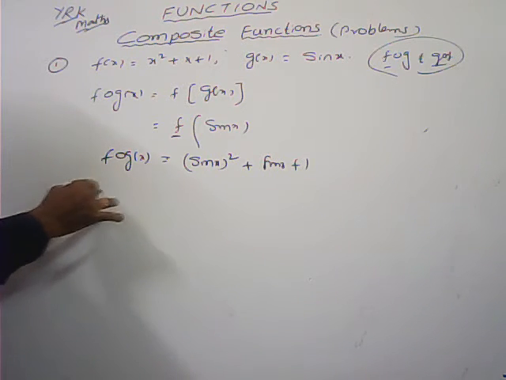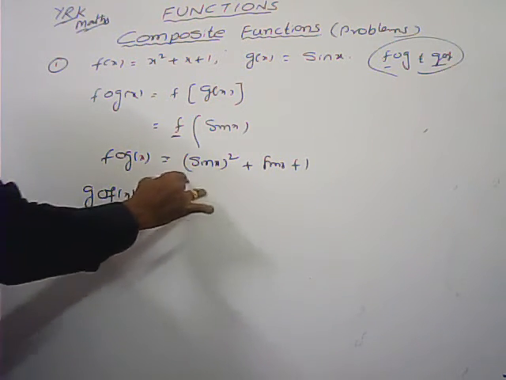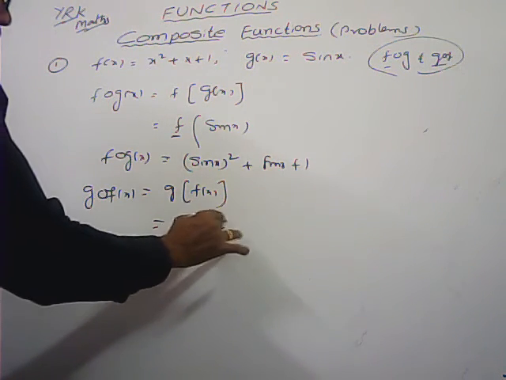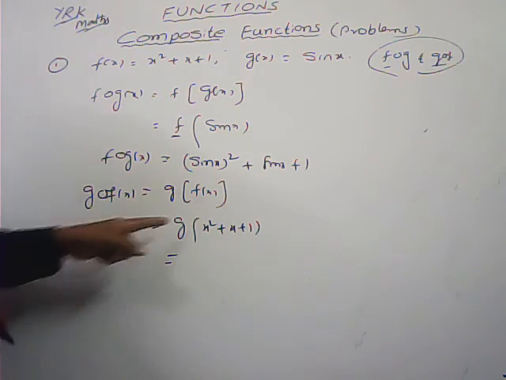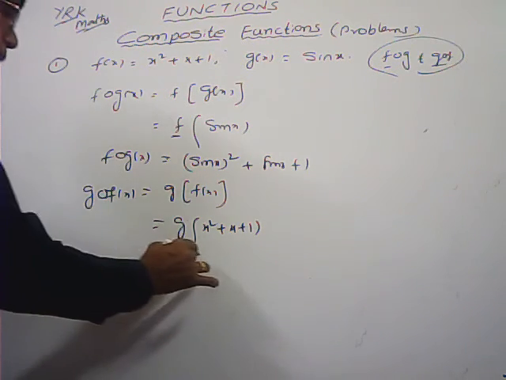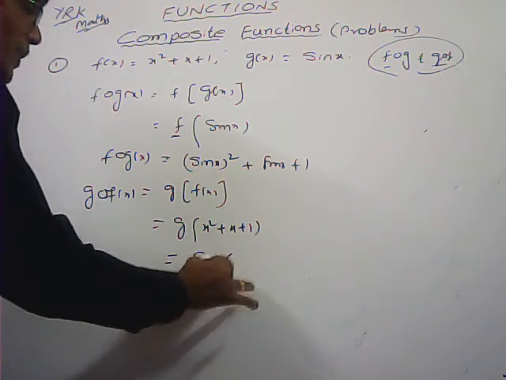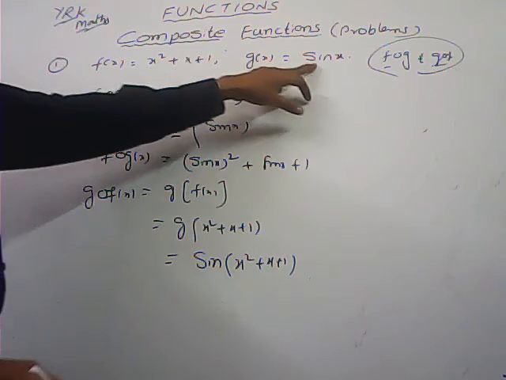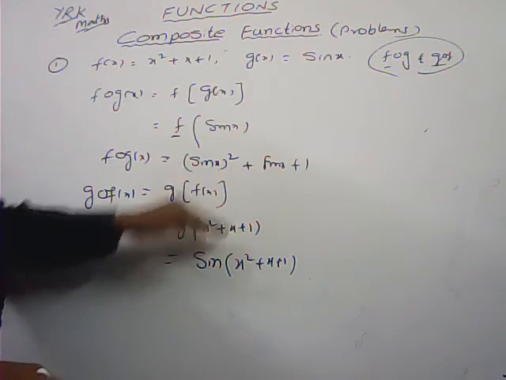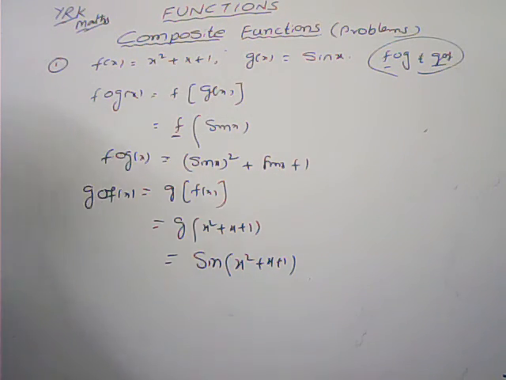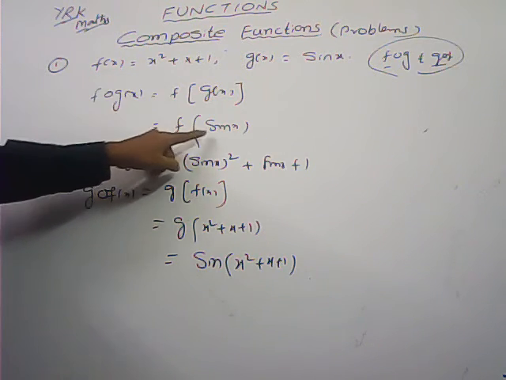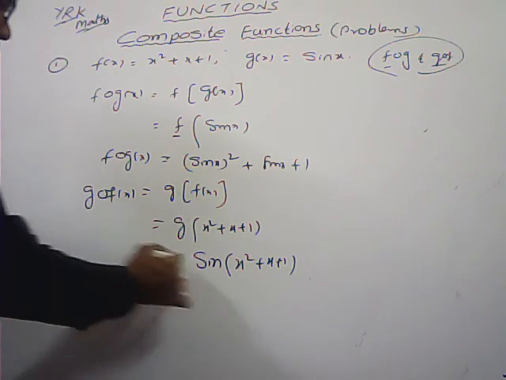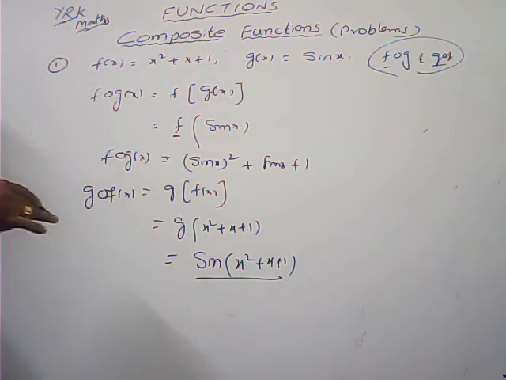Next, g circle f of x. That is equal to g of f of x. Now g of, what is f of x here? X square plus x plus 1. Now here, while writing the g function, wherever you get x, in the place of x you can replace that value, x square plus x plus 1. Here also we have done the same thing: while writing the f function, in the place of x I substituted this sin x. Sin x whole square plus sin x plus 1. Now g circle f of x equals this one. Here both are unequal. Next.